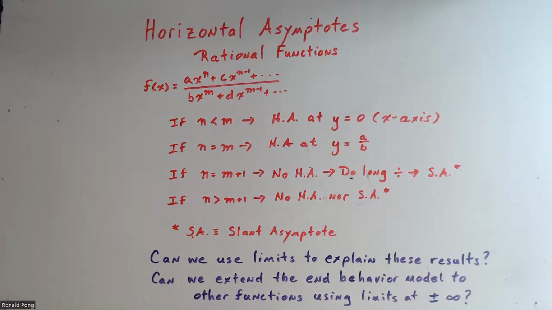The question that comes up then is, can we use limits, especially limits at infinity, to explain these results, both for polynomials and for rational functions? And can we use limits at infinity to extend the end behavior model to other functions that are neither polynomials nor rational functions? The answer to both of these questions is a clear yes. Let's take a look at both of these in turn.